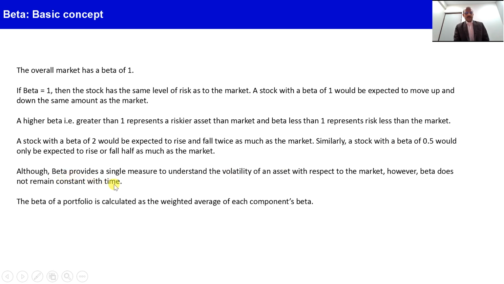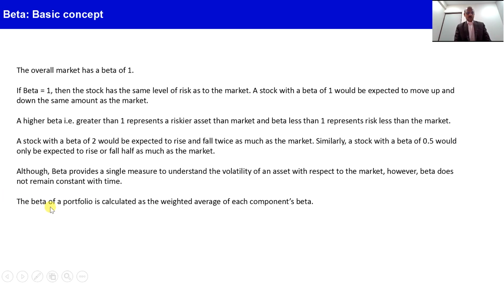Although beta provides a single measure to understand the volatility of an asset with respect to the market, it does not remain constant with time. Depending on the period for which you are calculating the beta, or the covariance between the asset and the market, the beta will keep on changing. So ideally, the longer the period of data you take to calculate the beta, the better. Otherwise, the conclusions drawn from short-term data may be misleading or may not be accurate.